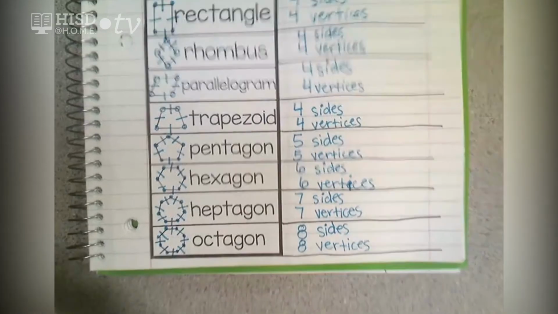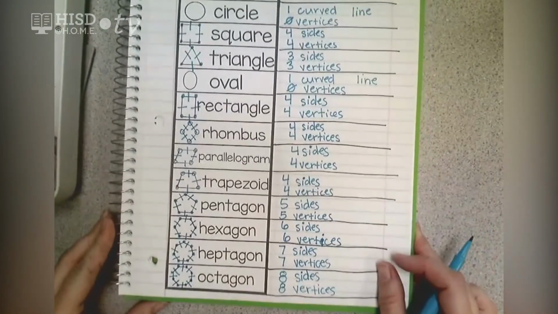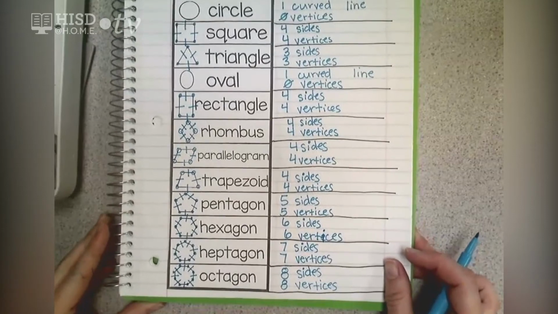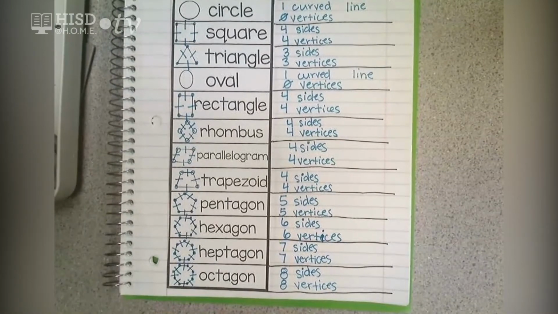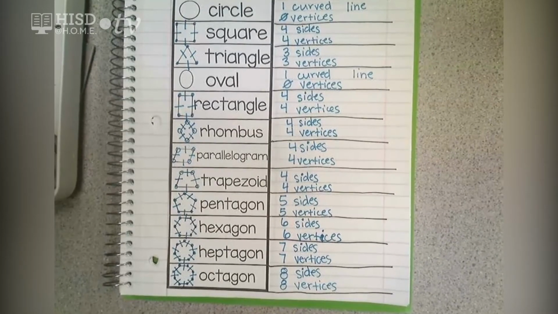Now I'm going to zoom out so we can see the whole thing we just did. So the only ones that didn't have any straight lines or sides were the circle and the oval. They had a curved line. They didn't have any vertices and they didn't have any straight lines, but they had a curved line. For the rest, however many sides or straight lines we had was the same amount of vertices for all of these figures because they're closed, right? They're closed figures.